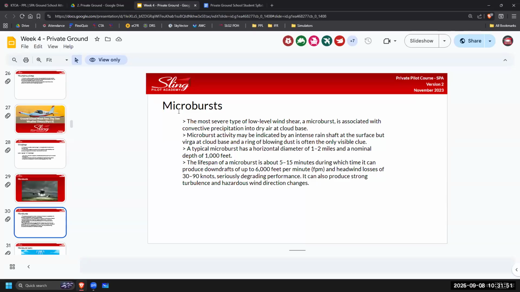Weather's like dry air. Convective precipitation into dry air at the cloud base. So it's going to be nothing happening around it, and then from the clouds creating precipitation, there's going to be like a suction of a column of descending air that comes out of that cloud base. But around it should be relatively smooth air.